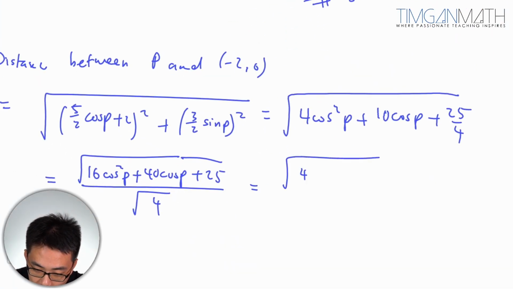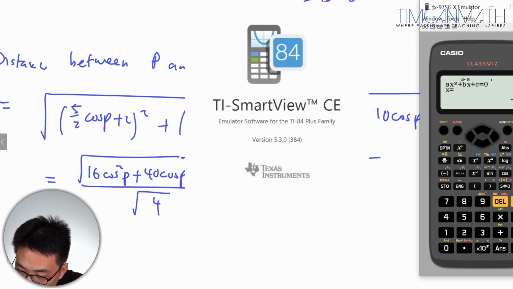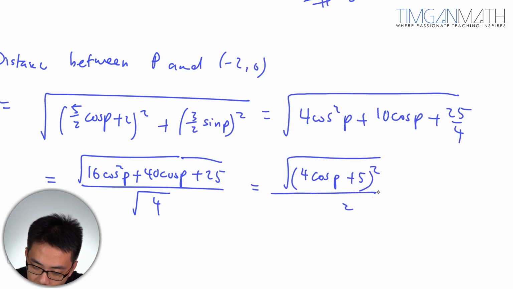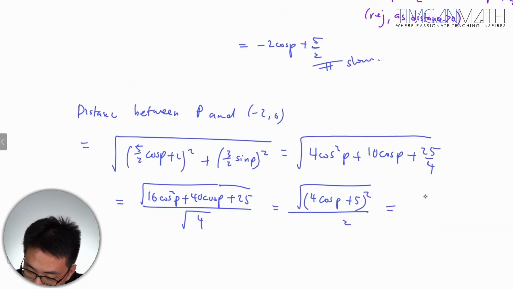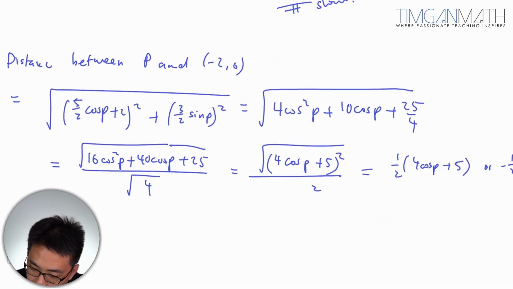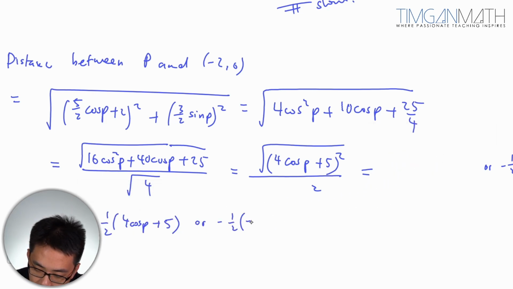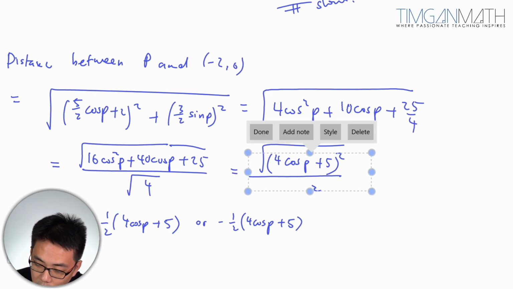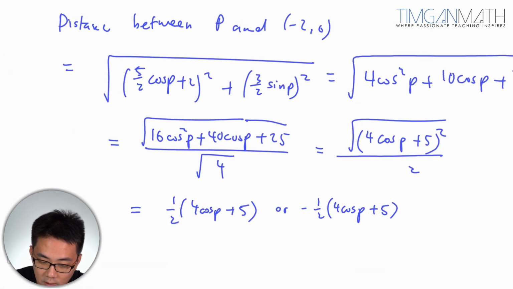That will be similar. This is 4 cosine p plus 5, all over 2, squared. Similarly, this will be half 4 cosine p plus 5, or negative half 4 cosine p plus 5. We just need to find out which is actually a positive value. You have a plus or minus because of this square here. So we just need it to be positive. Just key in the calculator and see the graph that gives you a positive one.